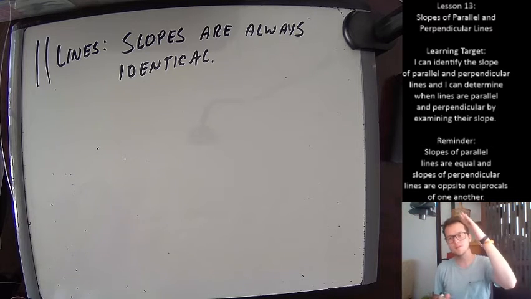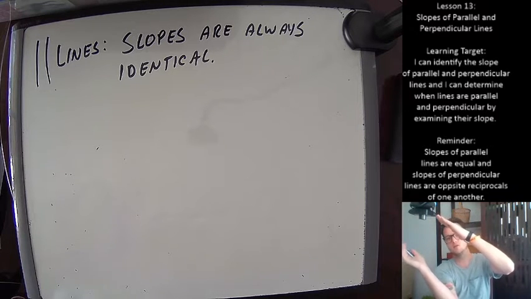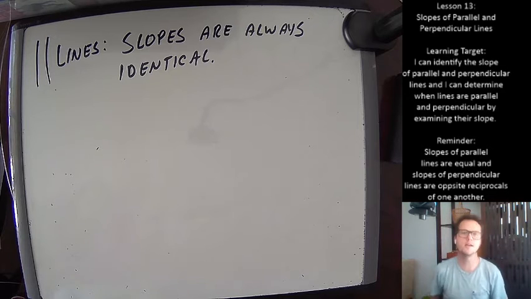In the same way, if you have some line A that has a slope of 2/3, and then some other line that's parallel, you're told it's parallel, that means this one also has a slope of 2/3. Parallel lines always have the same exact slope.